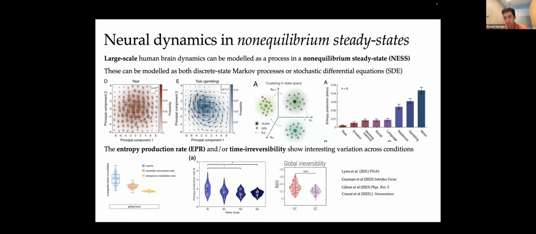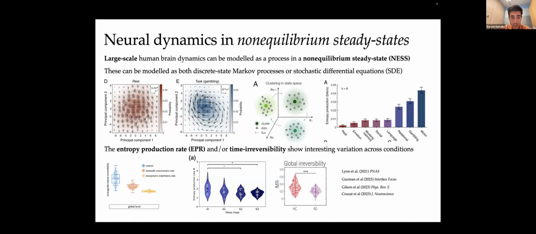So these are stochastic continuous dynamics. And what's really interesting about this is that the entropy production rate, or the time irreversibility of these processes, shows interesting variation across conditions. Here, entropy production doesn't necessarily mean something physical. It's not a question of energy being dissipated, but it's something about the dynamics that seems to vary between tasks. So we see higher entropy production and irreversibility in tasks compared to rest.